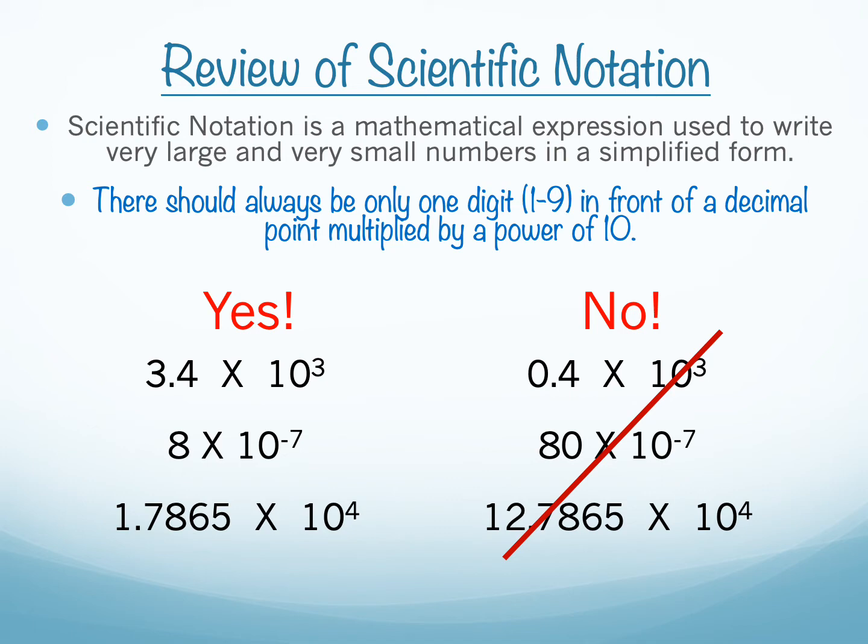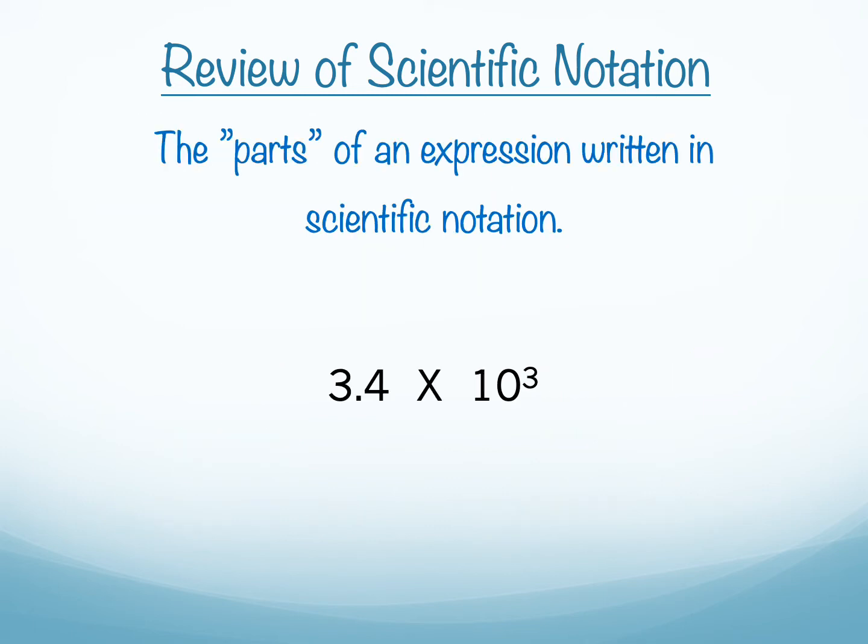Proper form is a single digit in front of the decimal point, multiplied by a base 10 with an exponent. There are three parts to an expression written in scientific notation. The first term is called the coefficient. This is the number that can only have one digit in front of the decimal point. The second term has a base of 10, always a base of 10, and an exponent.